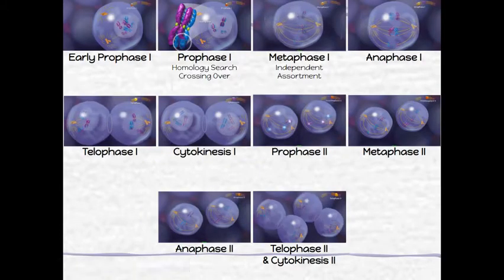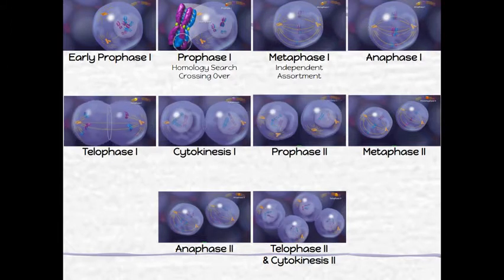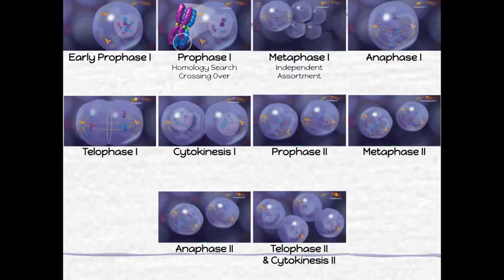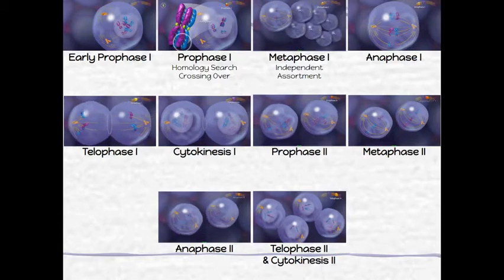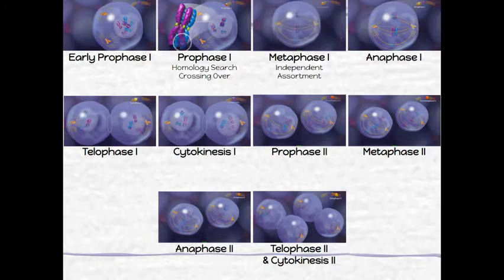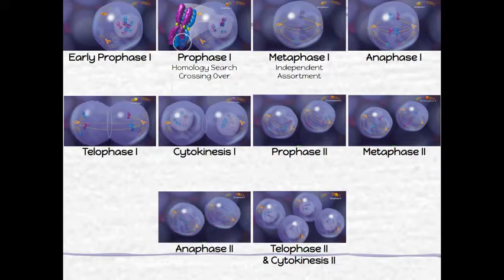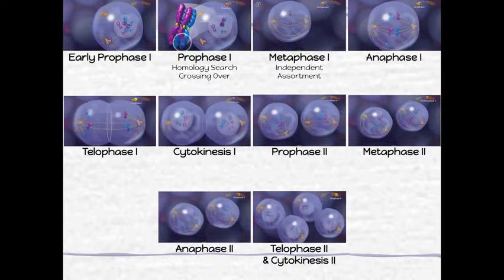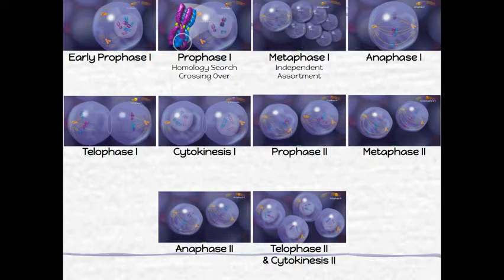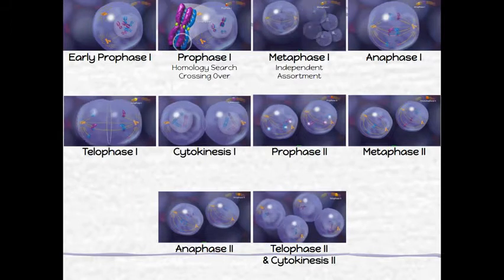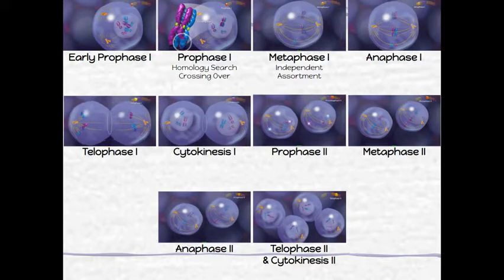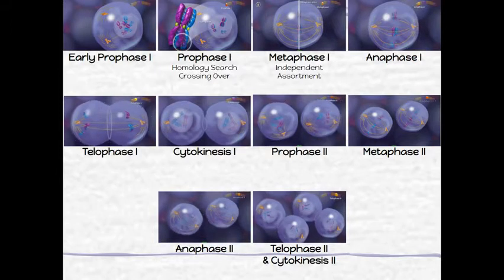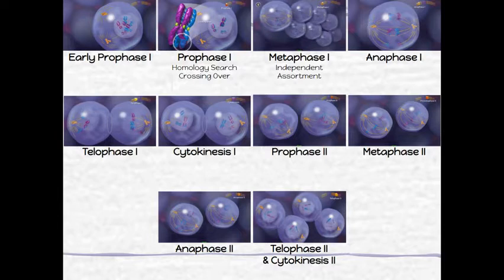So here are animations that are showing the various stages of meiosis, starting with early prophase 1, metaphase 1. Metaphase 1 there is showing all the different possibilities that could occur due to independent assortment. Anaphase 1, telophase 1, cytokinesis 1, and then the second half, prophase 2, metaphase 2, anaphase 2, and telophase 2 with cytokinesis 2.